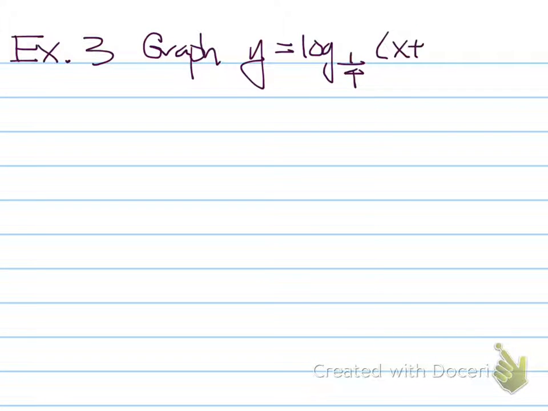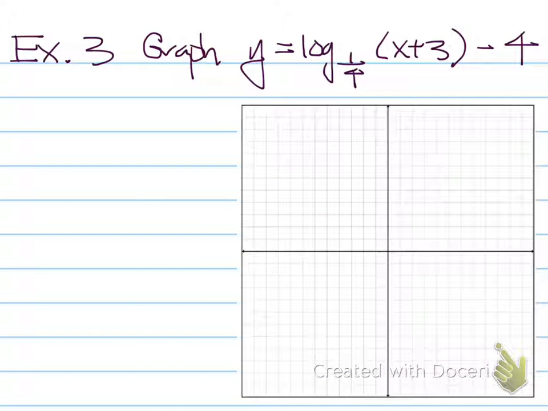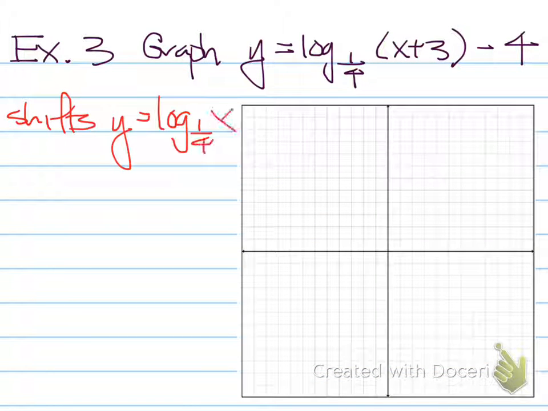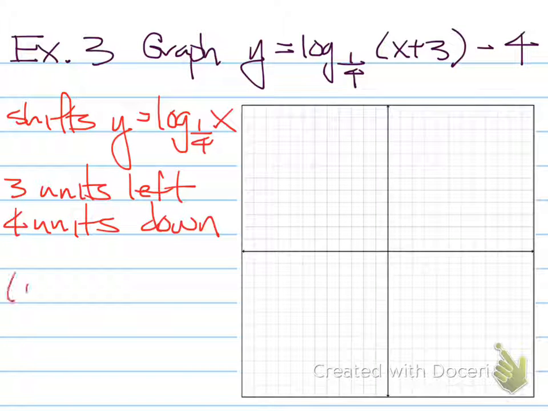And the last example has a fractional base. So we are adding 3 inside the parentheses. That will shift it 3 units to the left. And we have minus 4 outside the parentheses. That will shift it 4 units down. So that starting point 1, 0, 3 units to the left, if we subtract 3 from 1, we get negative 2. And then 4 units down, we subtract 4 from the y coordinate 0, we get negative 4.